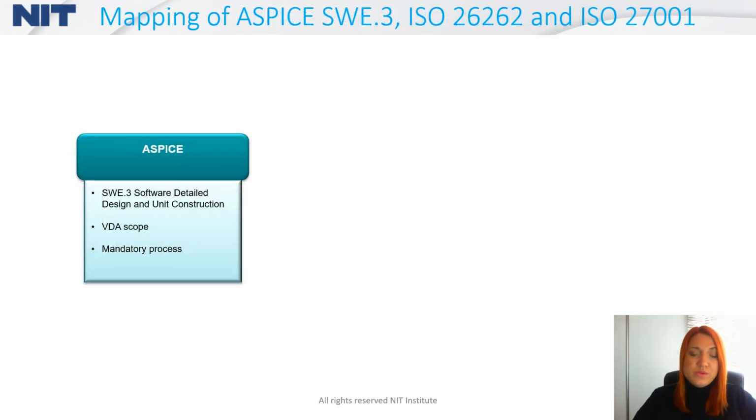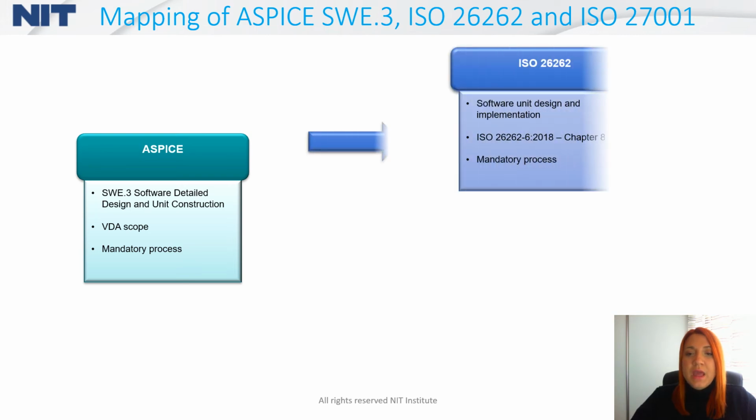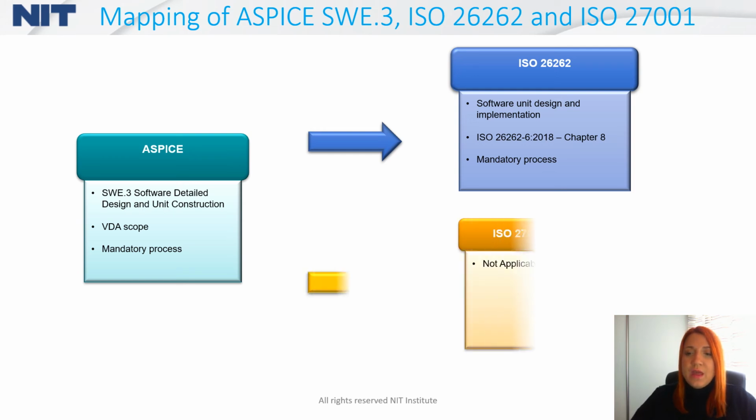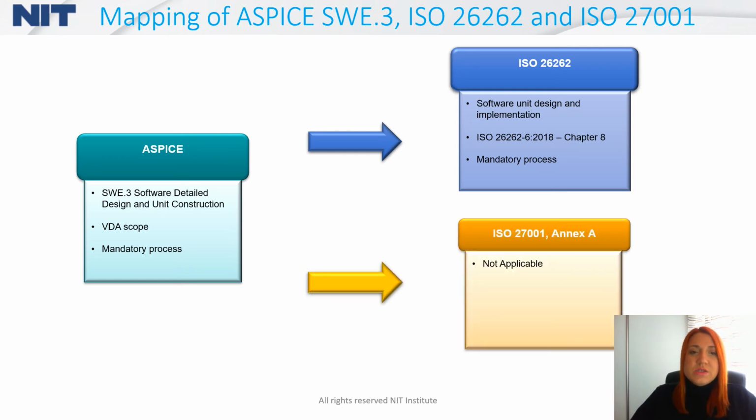The last process on the left side of V is software detail design and unit construction. This process is also, of course, mandatory process and part of the VDA scope. It is also defined in ISO 26262 like software unit design and implementation in Chapter 8. It is also mandatory process in ISO 26262. In information security, there is no mapping to this process.